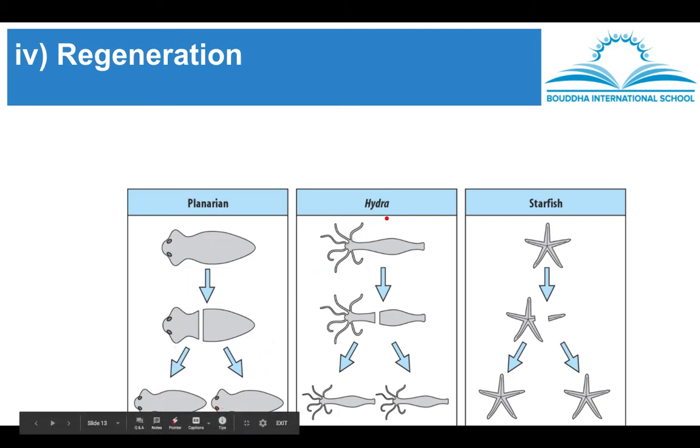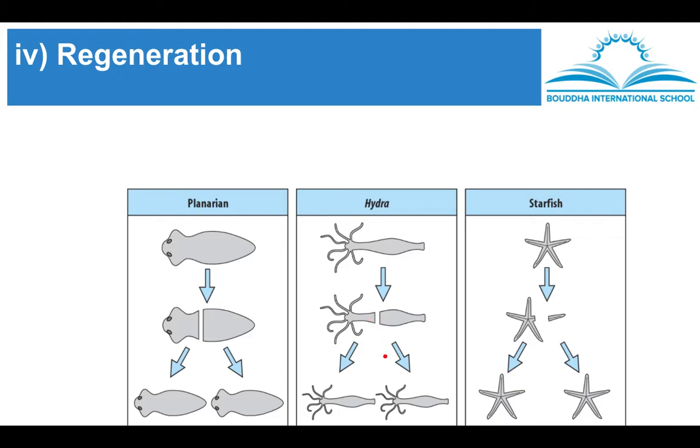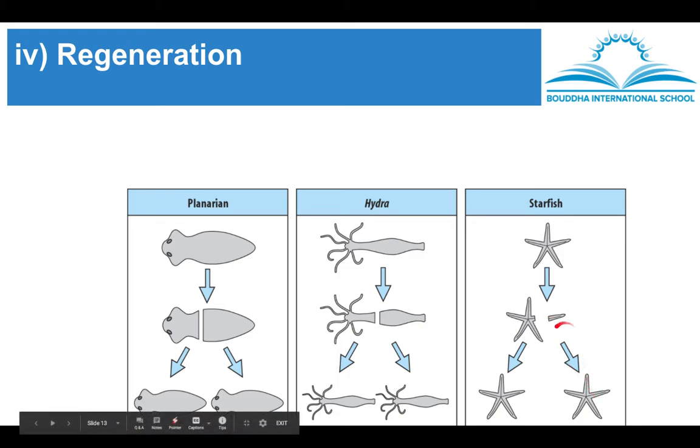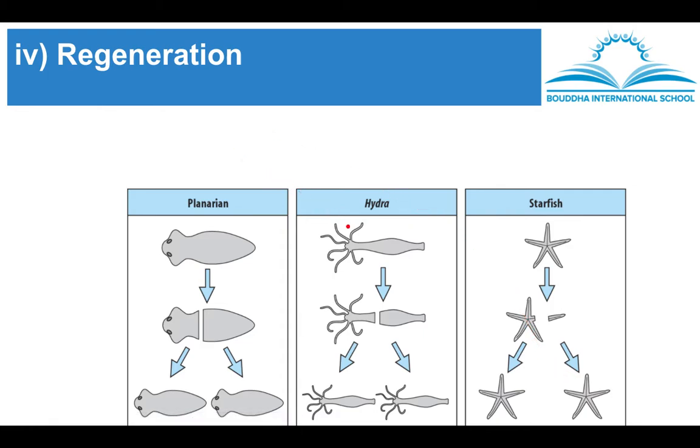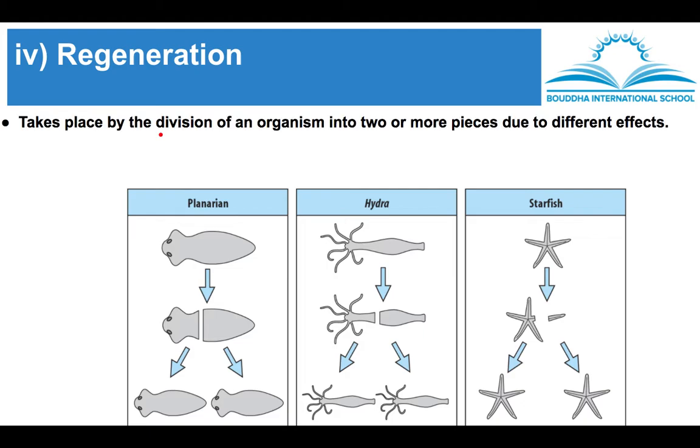Same case in Hydra. So if a body is broken down into two pieces, each piece will regain the lost part of the body, and during that process, it will produce two daughter Hydra. Starfish is also the same case. If an arm is cut off, then that arm will regain the whole body. In this way, two daughter starfish are produced. So it is helping in reproduction. That's why regeneration is also considered a kind of asexual reproduction.